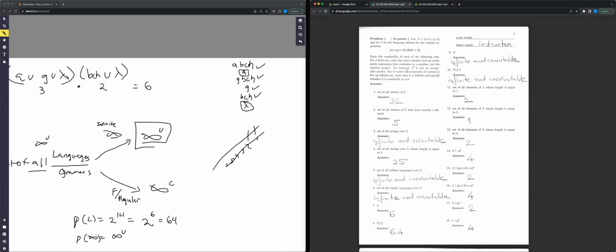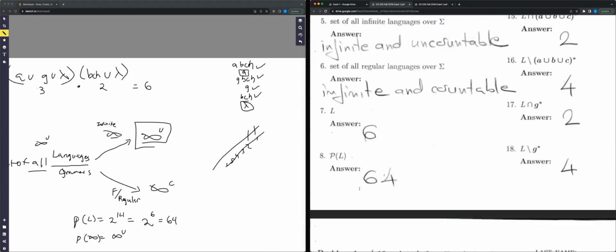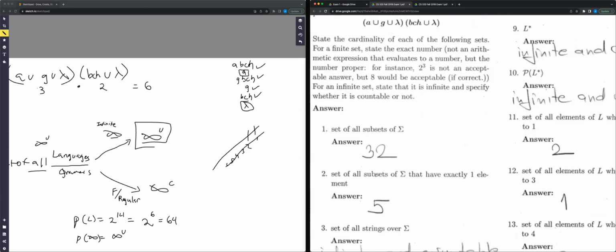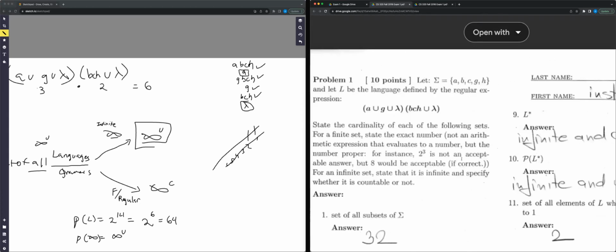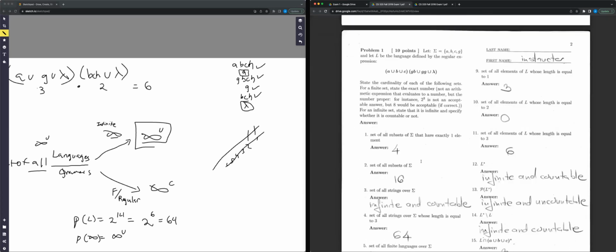You also aren't allowed to use exponents, right? It's stated right here. Remember for all these, I said it was like 2 to the 5, the power set of this is 2 to the 6. You have to write them out. She will dock you points. Don't get why, but it's her.